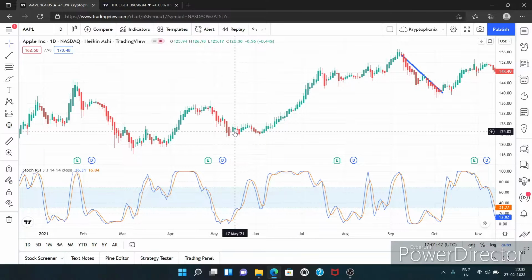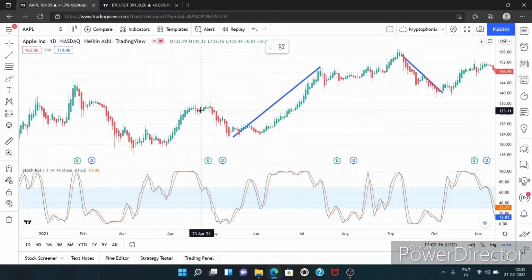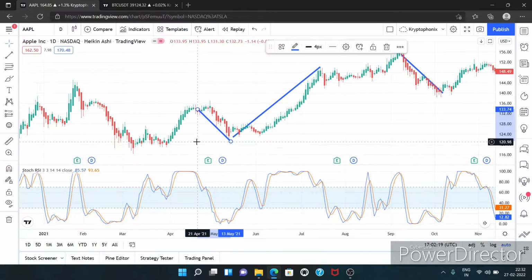Rather, if we look over here, two consecutive green candles, stochastic RSI below the 30 level mark, the result was an up move. Two consecutive green candles were formed. The stochastic RSI was below the 30 level mark. The signal was to buy. The buy signal gave us a good up move. If we look over here, two consecutive red candles, stochastic RSI above the 70 level mark. This is a signal to sell. Result, a good down move was seen.